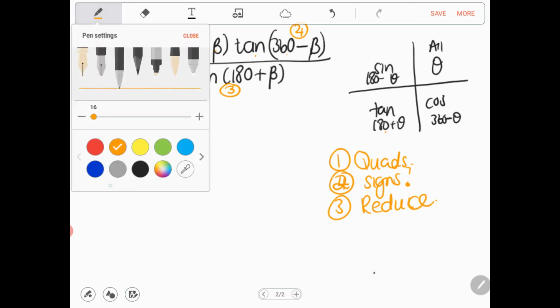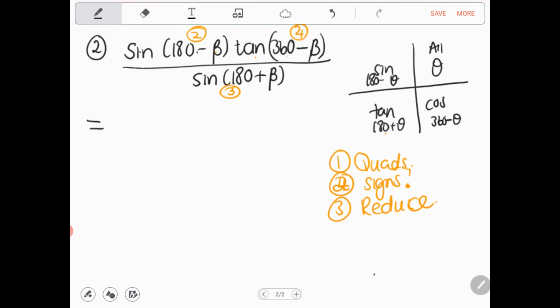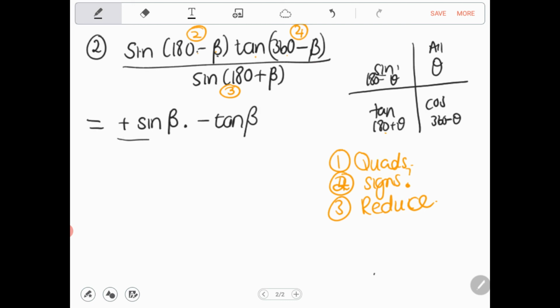Okay, so let's check. Sine in the second would be positive. There we go. Sine in the second is positive. So we go positive sine and we reduce it to the acute angle. And in this case, my acute angle is a beta. All right, what about this one? Tan in the fourth. Well, in the fourth quadrant, cos is positive, which means that tan is negative. And we reduce it to the acute angle there of beta.